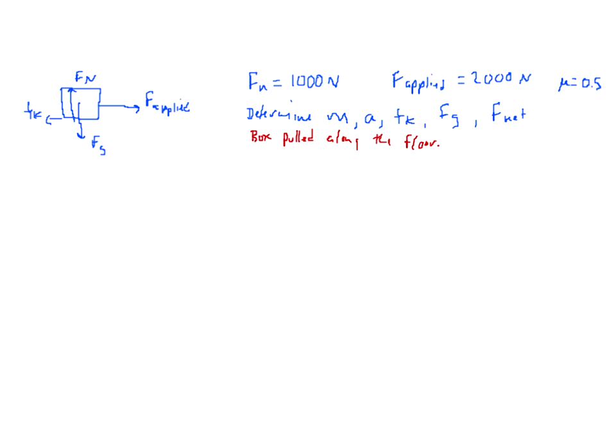Hopefully you've started thinking about this. And there are a lot of ways to go about this. Oh yeah, so there are 5 things that we need to figure out. So mass, acceleration, frictional force, the weight, that's Fg, and then the net force.